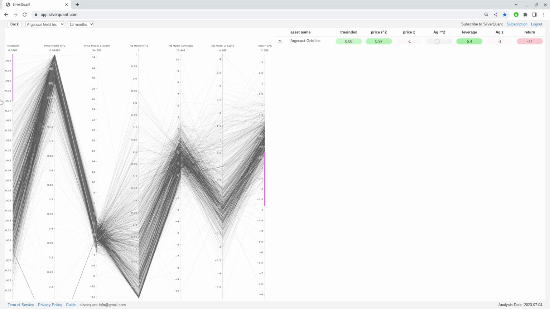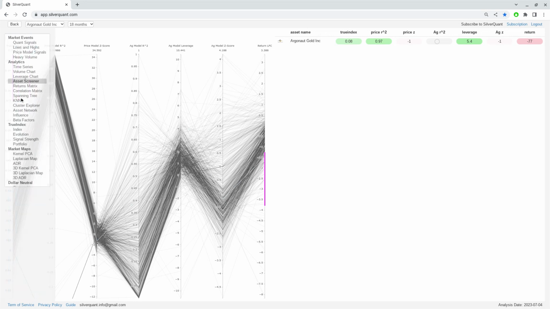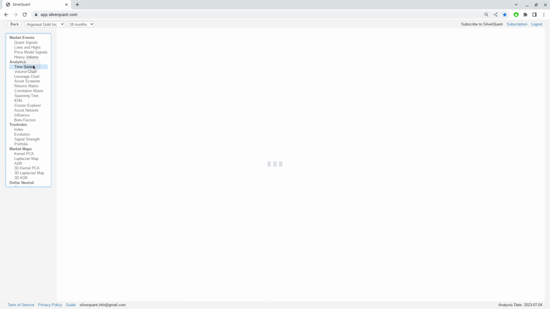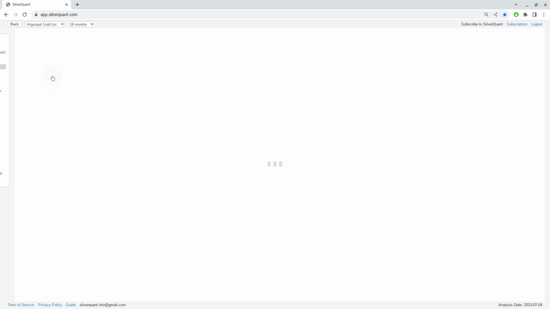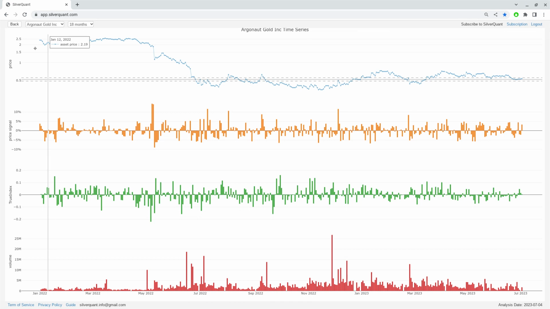And now, instead of going to the leverage model, let's go look at the time series and see what Argonaut has been up to. Okay, well, here's your big price drop. We started up here at $2.39, and today we are sitting at about 50 cents. Okay, let's go back.